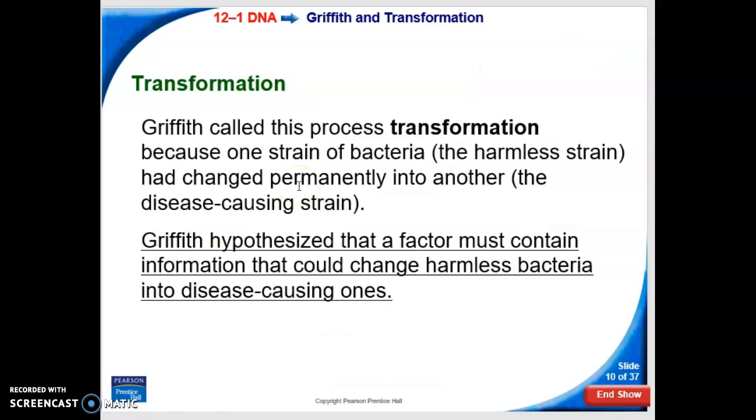This was called transformation. The harmless strain received information from the heat-killed and then therefore made it the disease-causing bacteria again. Like I said, the main point of this was to show that genetic information was passed on. So we knew there was something in our cells that will pass on some of this genetic information. Now they had to figure out how this happened.